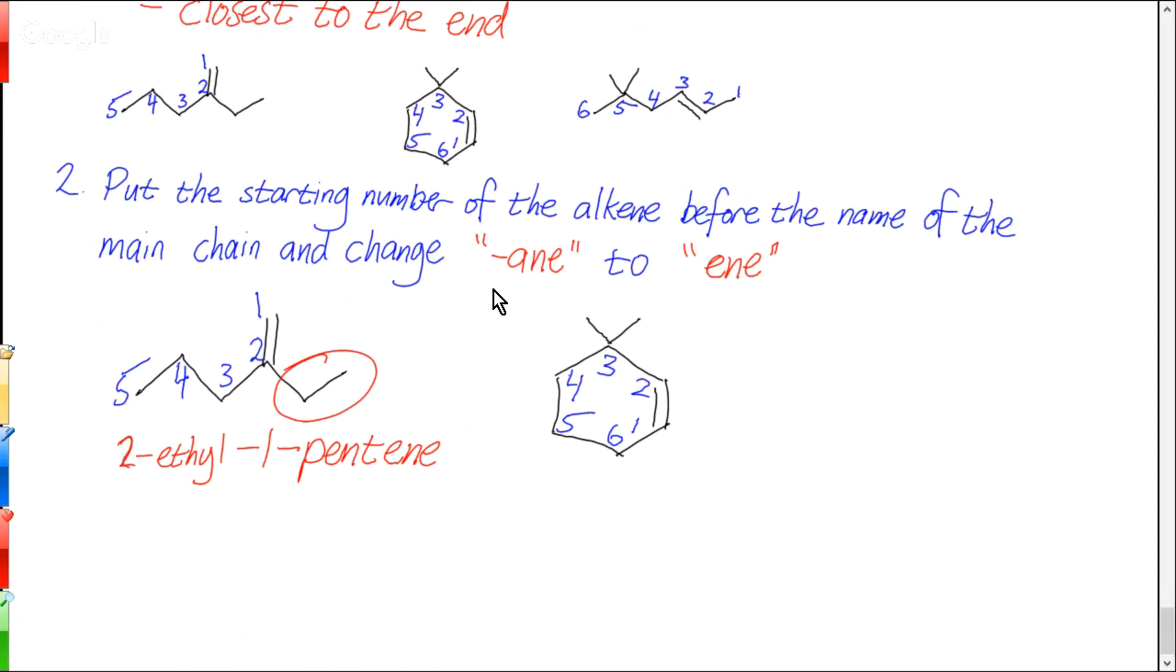All right, so see if you can name these last two. Take a stab at it, and then we'll look at them together.